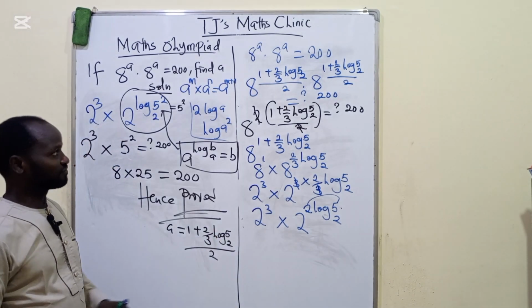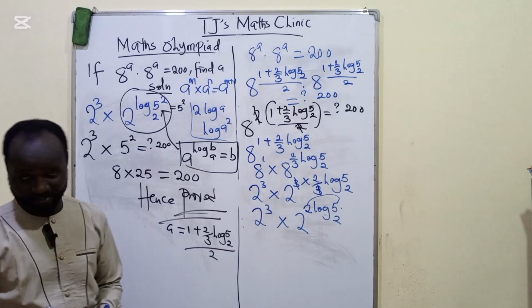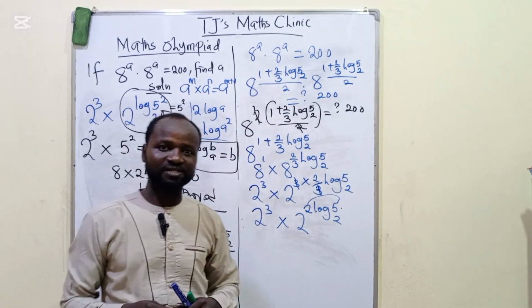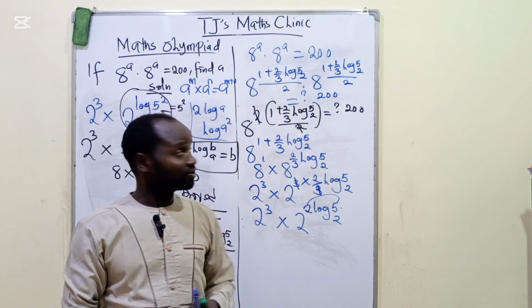So this is the value of a that satisfies both the left hand side and the right hand side of this exponential equation. Thank you for watching.